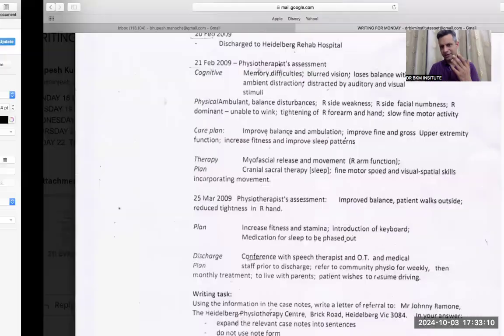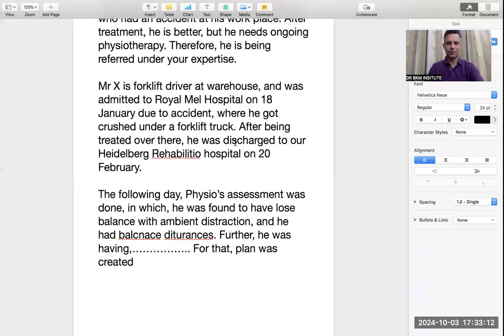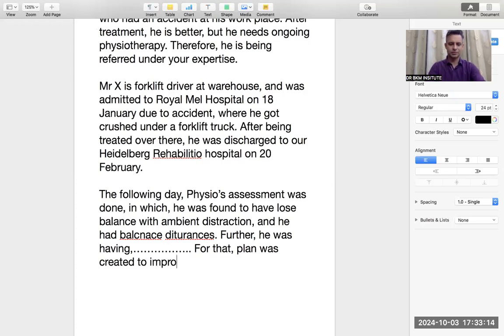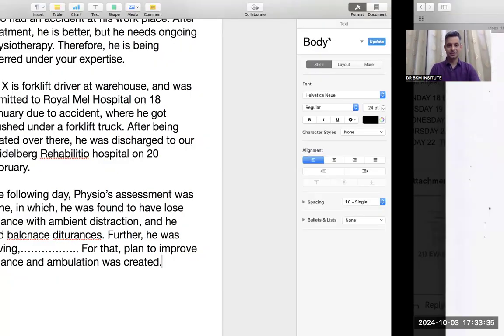Now this word would have saved you. Plan was created to improve balance and ambulation. You want to make it better? Passive voice, cut. Plan to improve balance and ambulation was created. Better flow. It's about how you speak it. So now the flow is better.